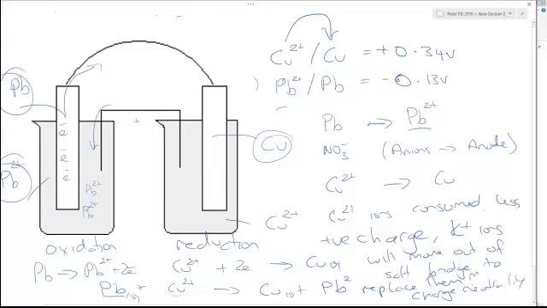So that's an important thing to be able to discuss in terms of the movement of ions. Okay?